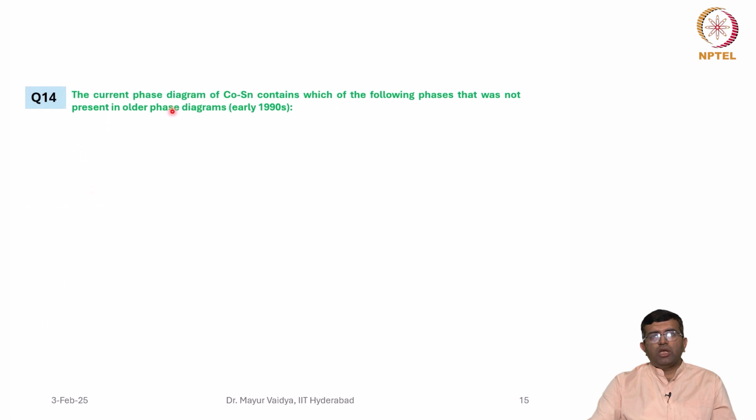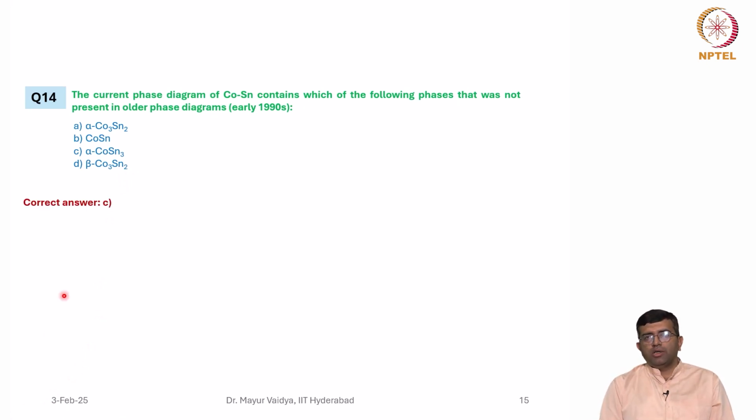Question number 14. The current phase diagram of cobalt-tin contains which of the following phases that was not present in the older phase diagrams? The options are alpha Co3Sn2, CoSn, alpha CoSn3 or beta Co3Sn2. So, this we said when we were talking about the continuous evaluation of the databases, the need to update them.